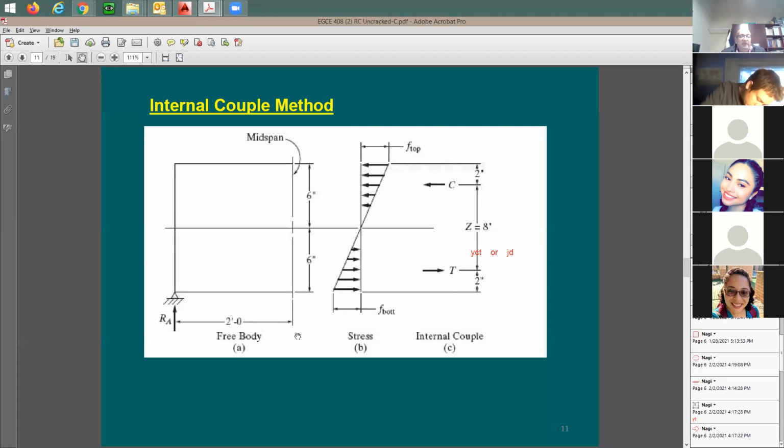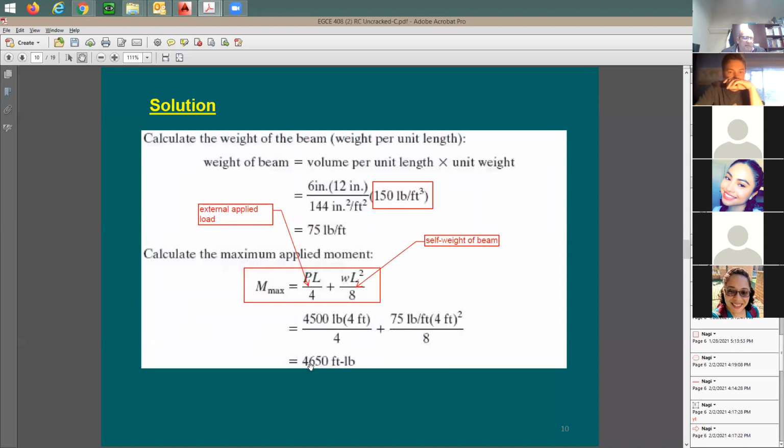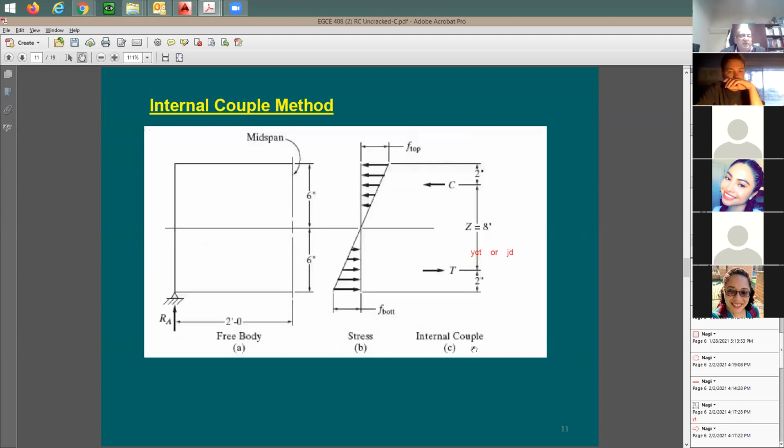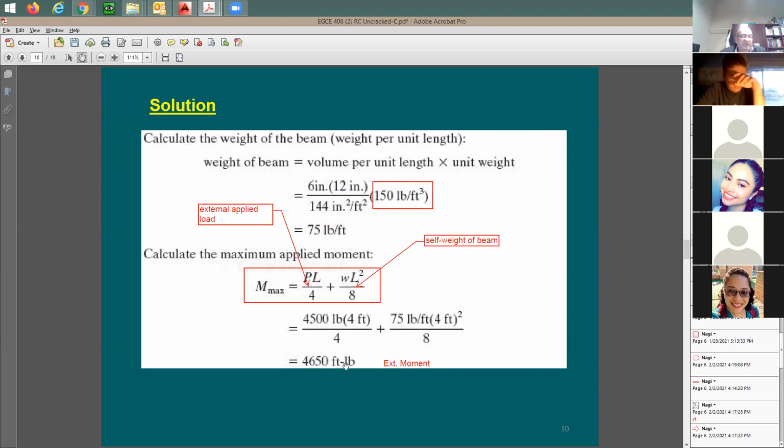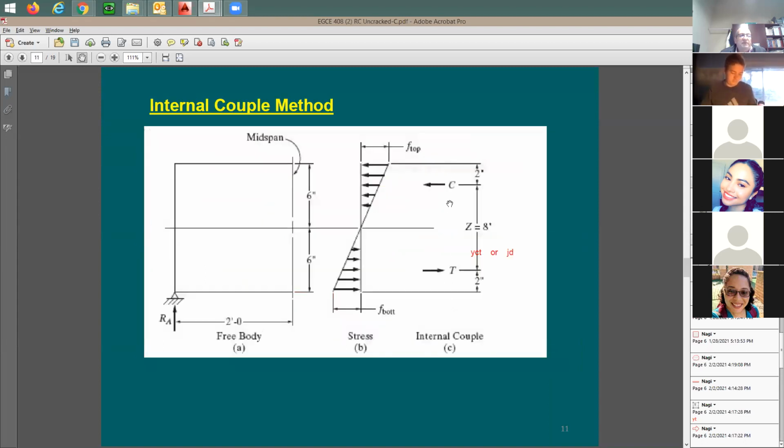Now, also, I know that external moment is going to be equal to internal moment. So how much was external moment again? 4650. This is here external moment. Let me write this down. External moment. Right? Now, let's set internal moment equal to external moment. So 4650 is going to be equal to C or T multiplied by 8 inches.